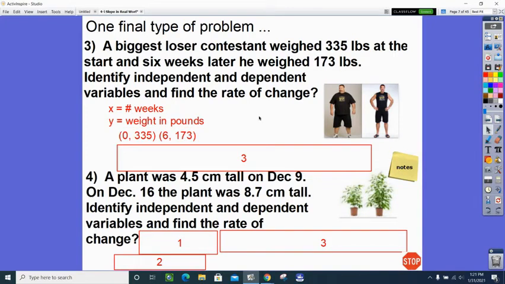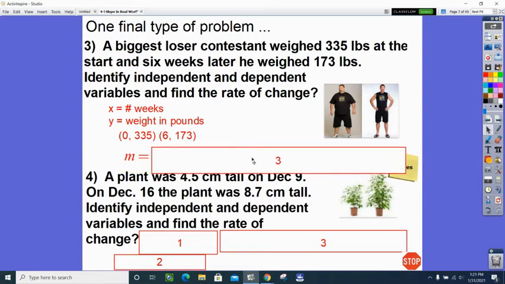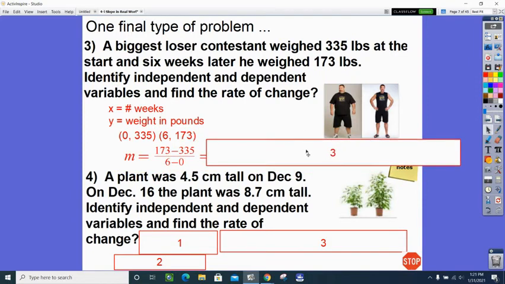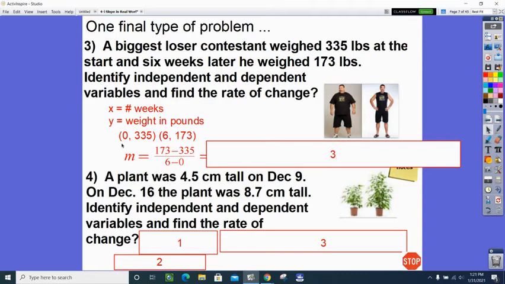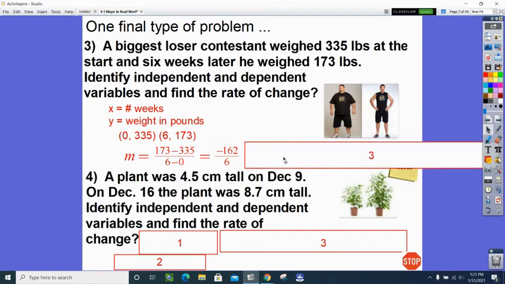Okay, you have a job right now. Can you please calculate the rate of change from the start to 6 weeks later for this gentleman? Okay, so how do we do that? You should have taken Y minus Y over X minus X. So 173 minus 335 in the calculator, and 6 minus 0. Is everybody okay with that?